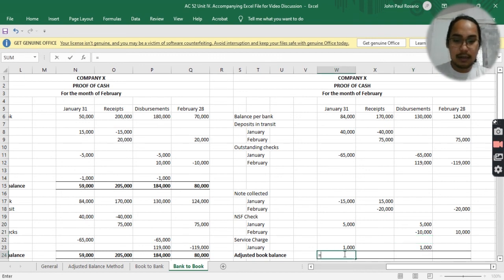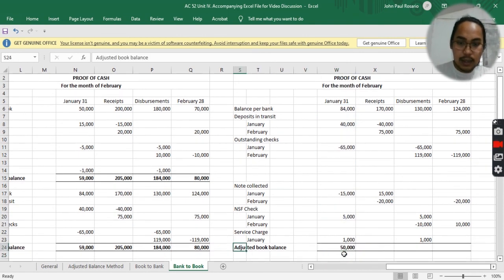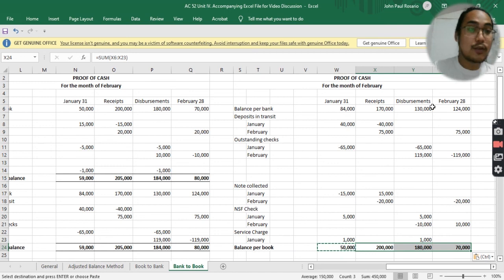And then to check, no? So, let's compute for the balances here. So, this will be the book balance per book. Balance per book. Okay, so 50,000 na. Let's see. Okay. So, atong i-check ha. So, 50,000, 50,000, 200,000, 200,000, 180,000, 180,000, 70,000, 70,000. So, mini siya nga kung bank to book, we're trying to reconcile the balance per bank, padulong kang balance per book. So, with that, we're done with our discussion for proof of cash.